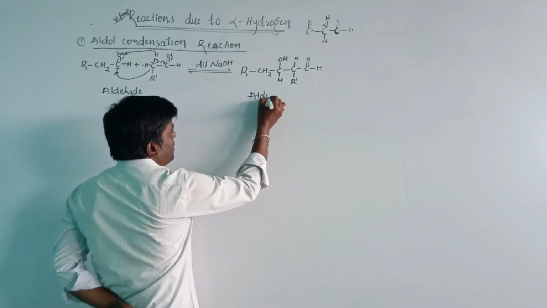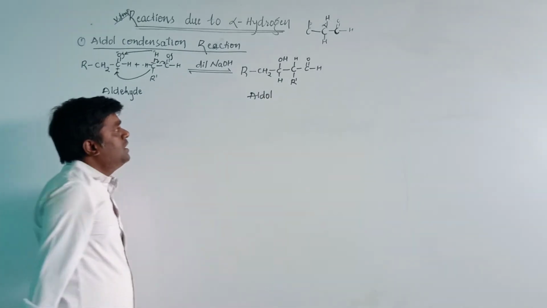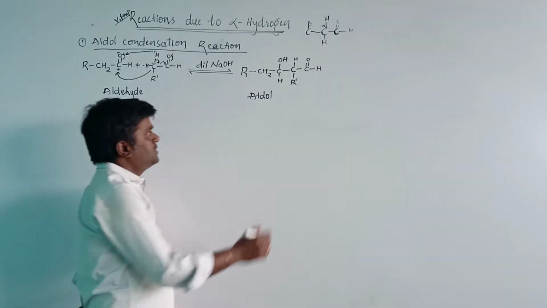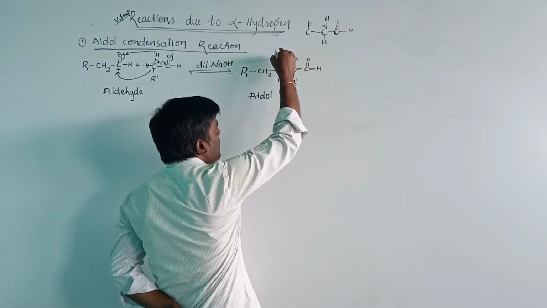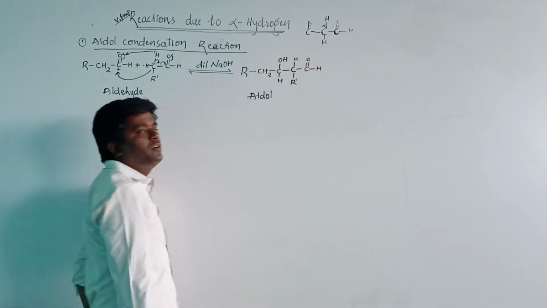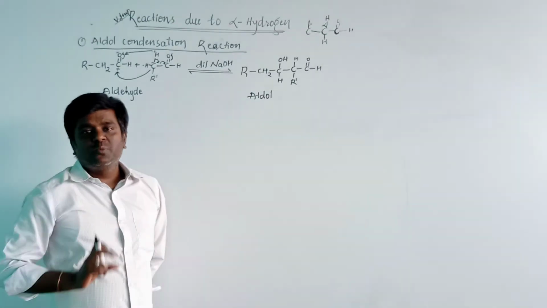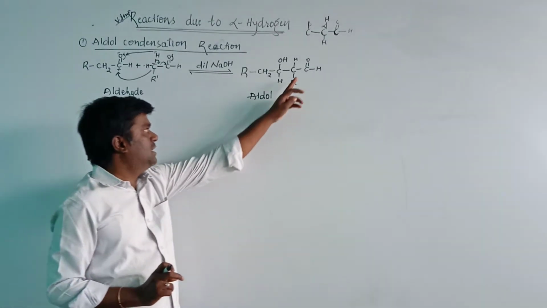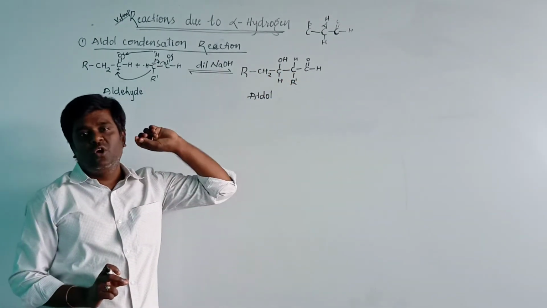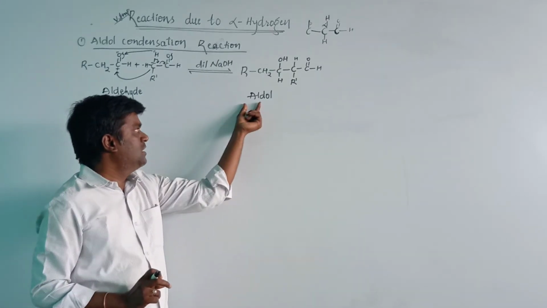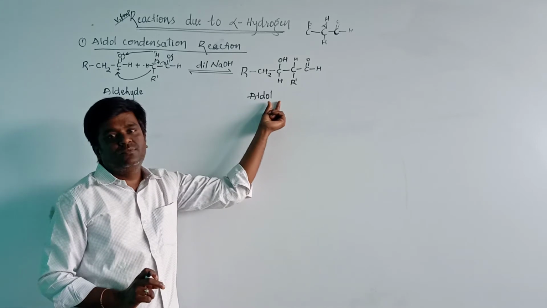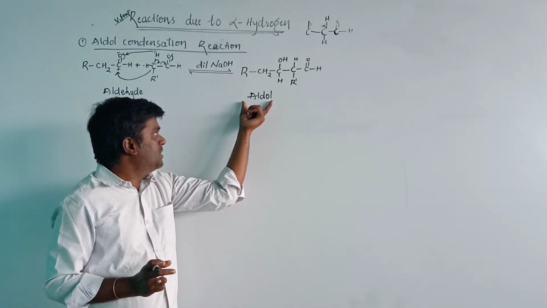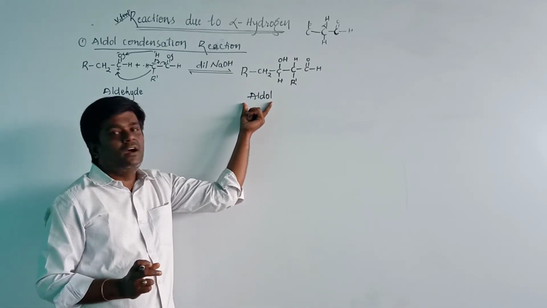Okay, the aldol product. Why is it known as aldol? Because here the aldehyde is a functional group and the alcohol is also a functional group. Two functional groups are present in this compound. One is aldehyde, another one is alcohol, and such compounds are known as aldols. ALD refers to the aldehyde, OL refers to the alcohol. Therefore, the compound is an aldol compound.